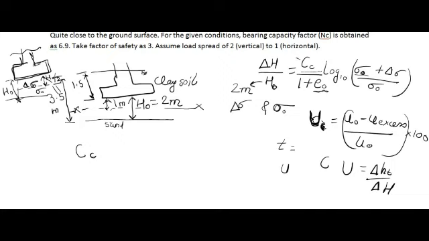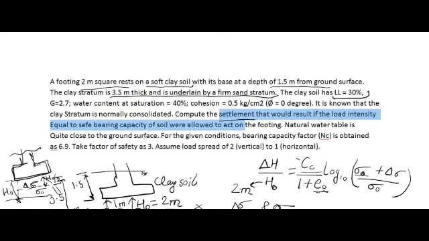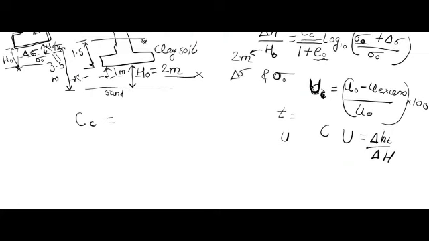To find the compression index, there is one thing given in the problem, that is the liquid limit. The problem has given us the liquid limit value of 30%, and whenever the liquid limit value is given, you can directly find the compression index Cc using the liquid limit as 0.009 times (liquid limit minus 10).